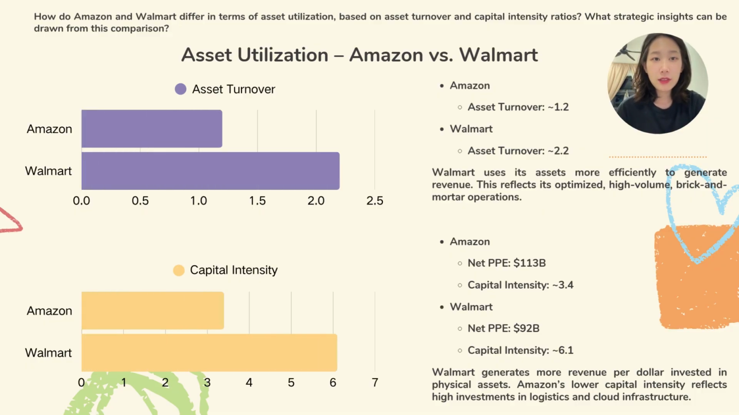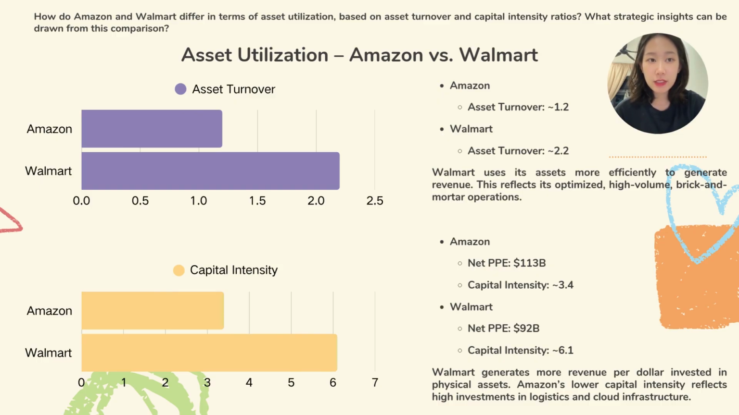Hi everyone, today I will be focusing on two aspects of Amazon and Walmart's financial performance: asset utilization, and the impact of their operating models on profitability and efficiency. Then let's begin with asset utilization.